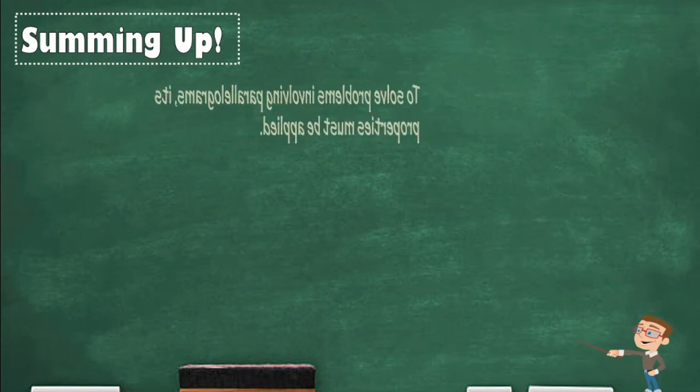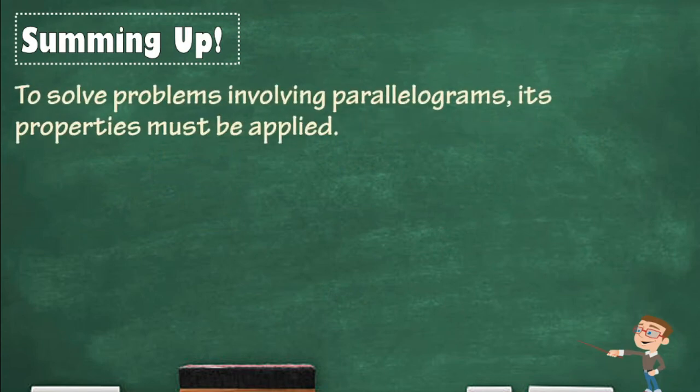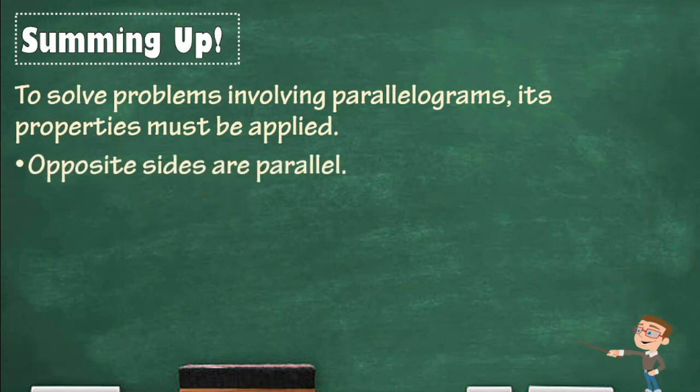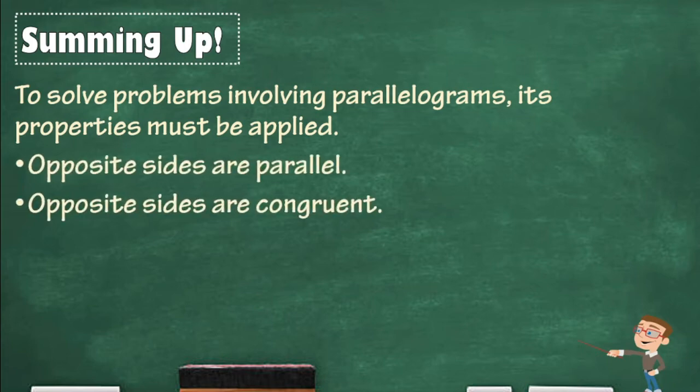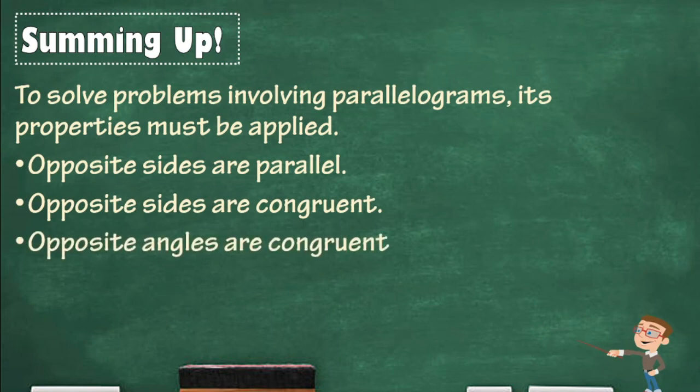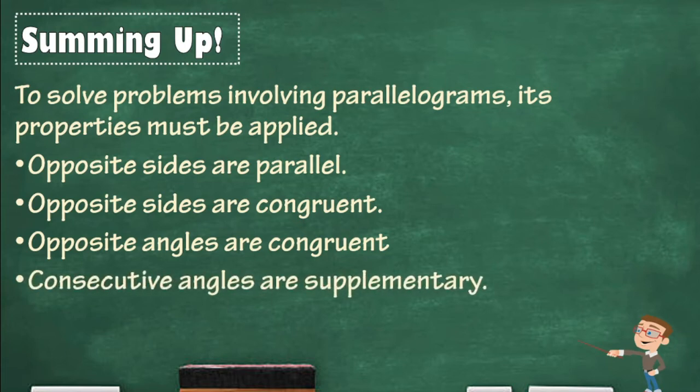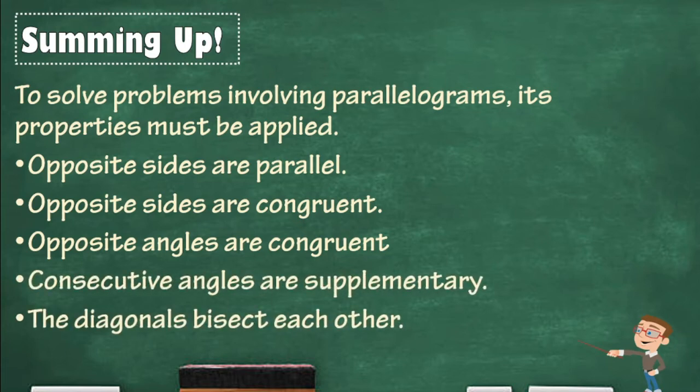Summing up. To solve problems involving parallelograms, its properties must be applied. So again, we have the opposite sides are parallel, opposite sides are congruent, opposite angles are congruent, consecutive angles are supplementary, and the diagonals bisect each other. And also, do not forget the different or special types of parallelogram. We have the rectangle, the rhombus, and the square.